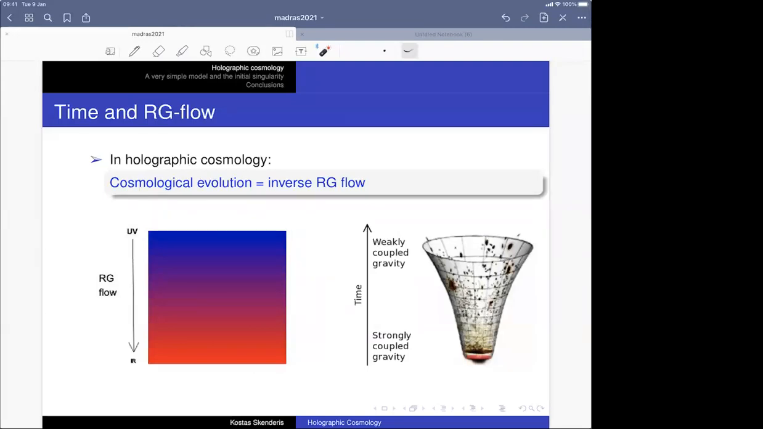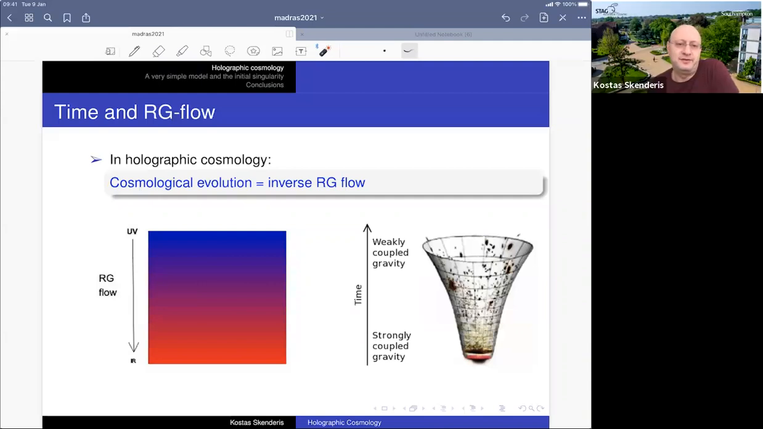Do you expect every gravity theory to have a holographic dual? Yes, I do expect every gravity theory to have a holographic dual, but we don't know in detail how to construct it. We don't know in detail the structure of the dual quantum field theory of the gravity dual.